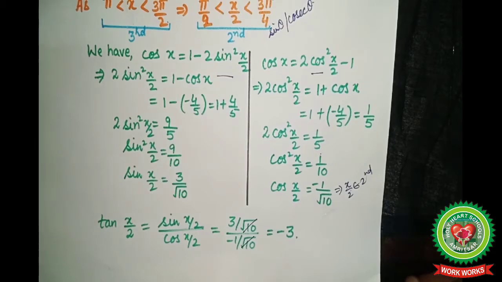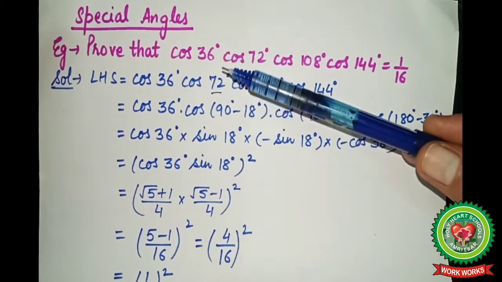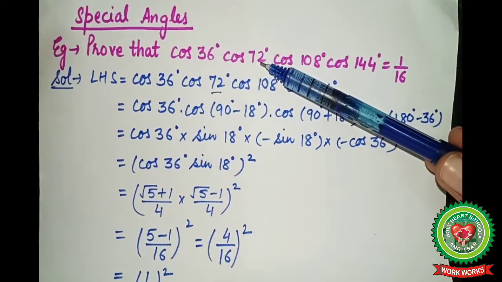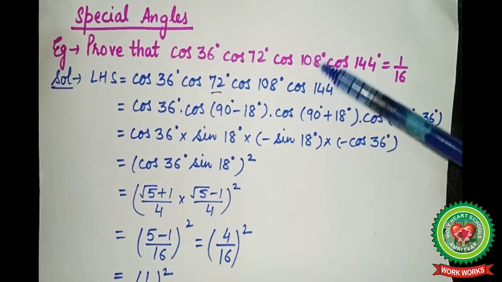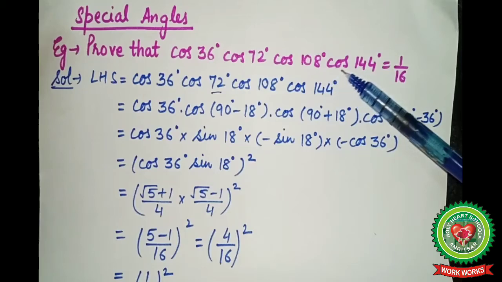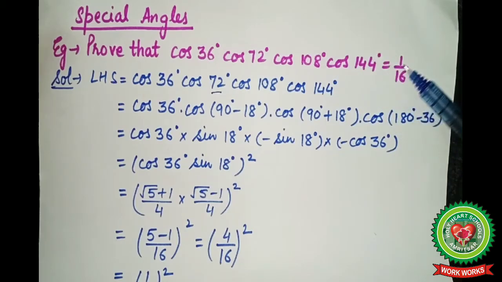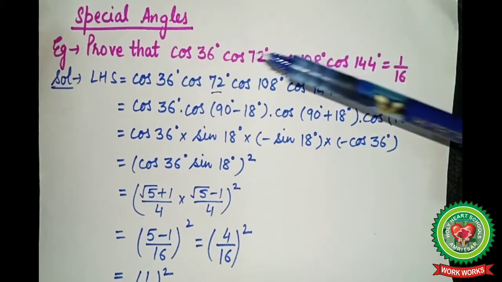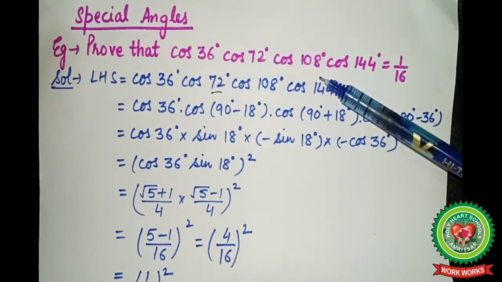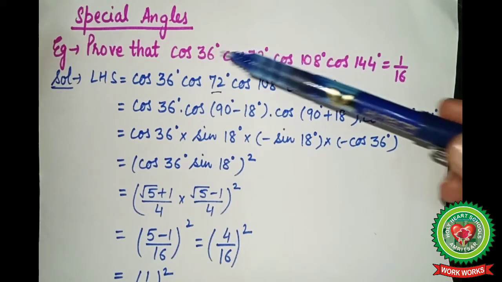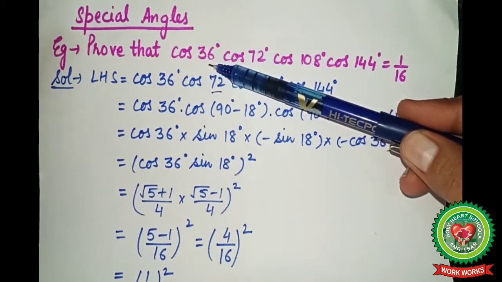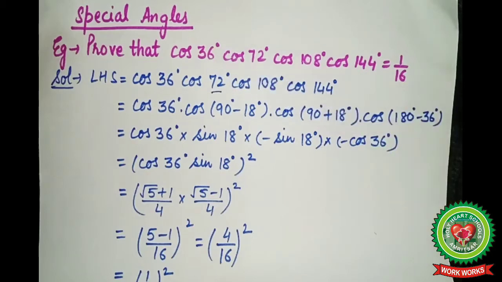Next example is related to the special angles that we have already discussed. Prove that cos 36 degree, cos 72 degree multiply cos 108 degree multiply cos 144 degree is equal to 1 upon 16. Now here, angles are not in the form of standard angles. So here we have only one angle, 36 degree, whose value is known to us. So let's convert the other angles into the known form.